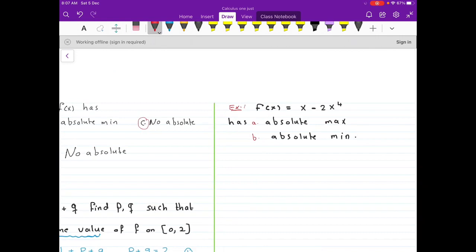If f(x) equals x − 2x⁴, then f has an absolute max or absolute minimum. Before solving and finding the critical points, from the behavior of the function we can conclude that it has an absolute max or minimum. So the limit as x approaches infinity of x − 2x⁴ equals minus infinity, and the limit as x approaches minus infinity of x − 2x⁴ equals minus infinity.